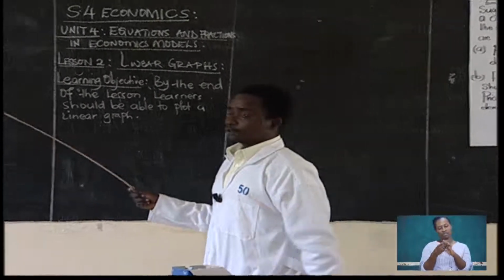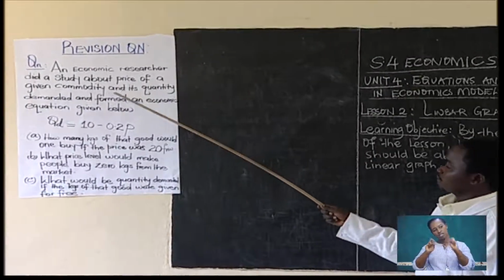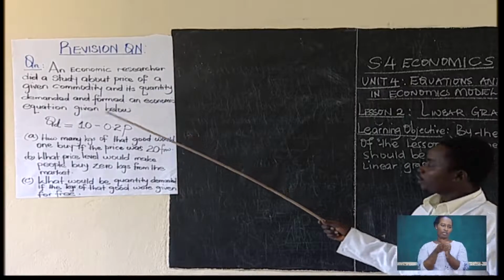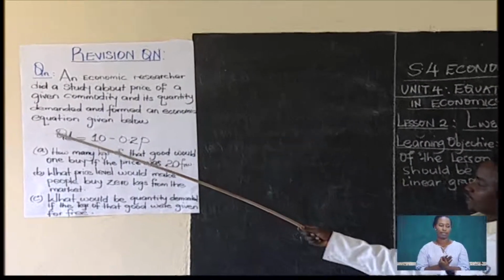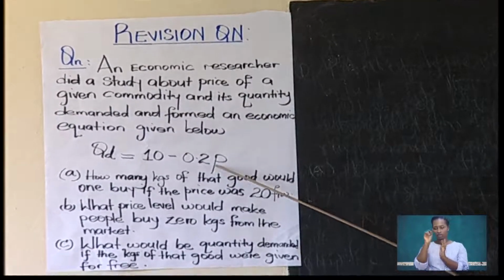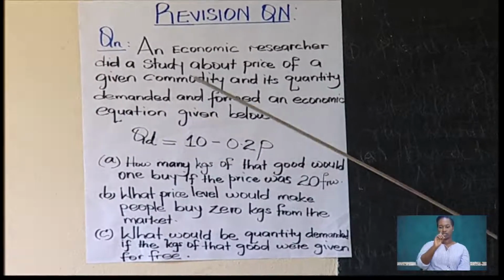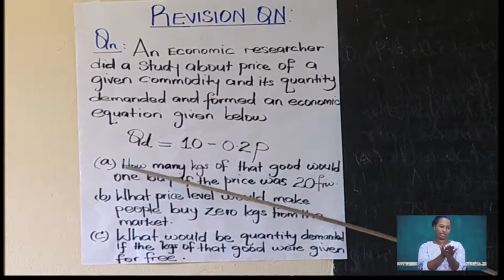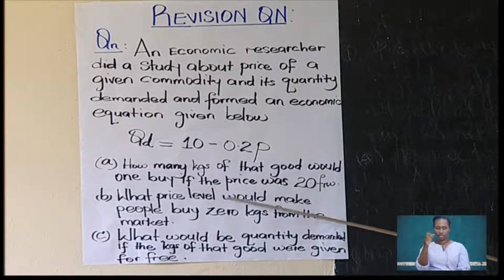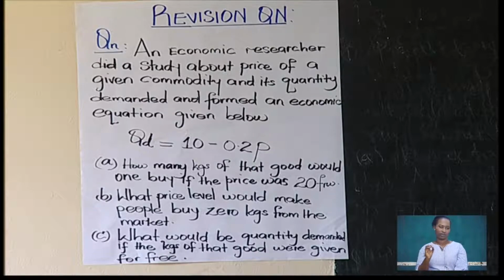So we have this question. An economic researcher did a study about the price of a given commodity and its quantity demanded, and formed an economic equation given below. We have quantity demanded equaling 10 minus 0.2P. P represents price, and Q represents quantity demanded. You know price and quantity demanded are related. Question 1 asks: how many kilograms of that good would one buy if the price was 20 Rwandan francs? So how do you go about this?